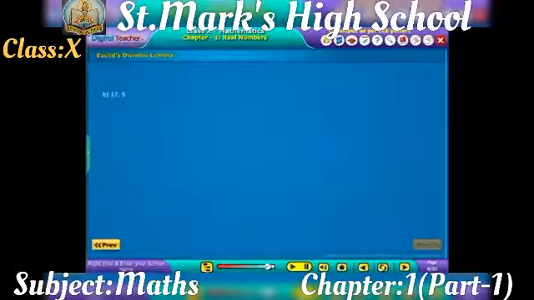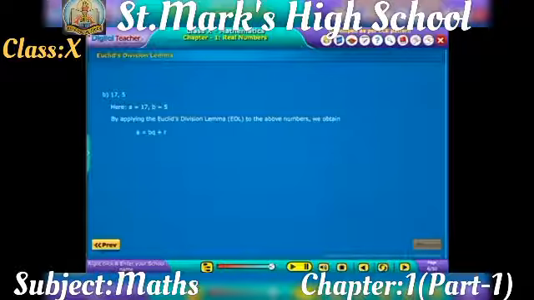Similarly, let's consider the second set of numbers, 17 and 5. Here, A is equal to 17, B is equal to 5. Thus, by applying Euclid's division lemma, EDL, to the above numbers, we obtain as follows. Here we know that A is equal to BQ plus R. So when 17 is divided by 5, we obtain quotient Q as 3 and remainder R equal to 2. Substituting the obtained values of Q and R in the above expression, we obtain both LHS and RHS equal.